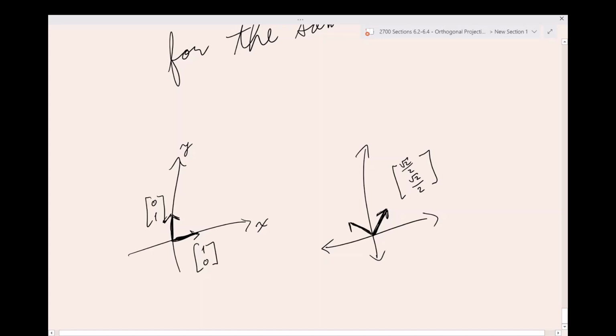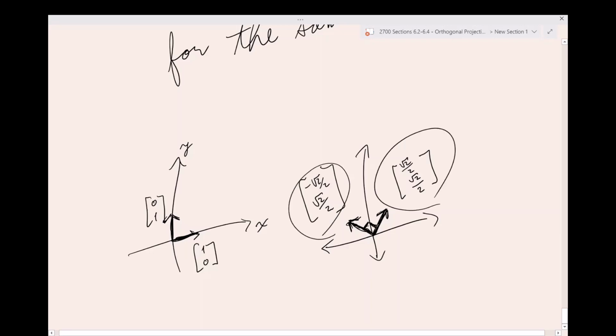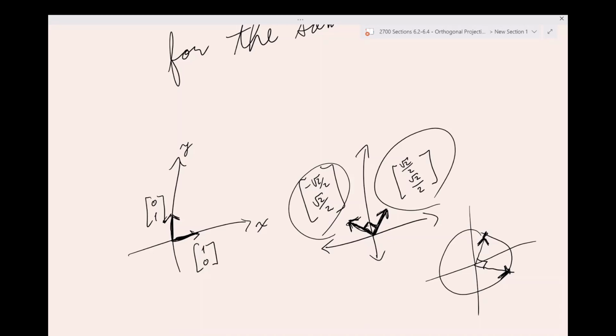So let's see, what would this be? Negative square root of 2 over 2, square root of 2 over 2. Those are both length 1 because those are points on a unit circle, and they're orthogonal. So this is an orthonormal basis for the plane. Matter of fact, if I took any point on the unit circle and then any other one that's 90 degrees from it, then those two vectors would be an orthonormal basis for R2. So an orthonormal basis is not at all a unique thing, but being able to find one is very useful.